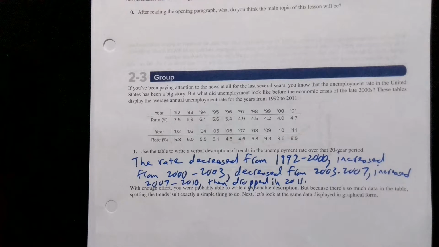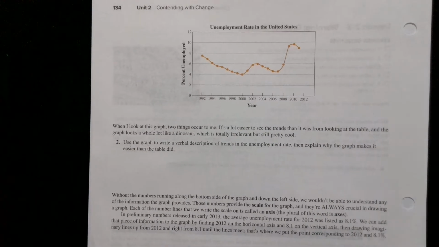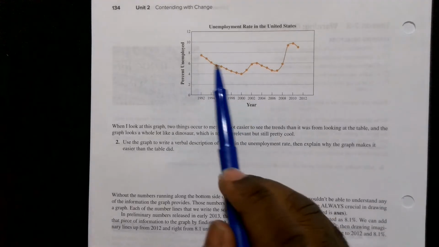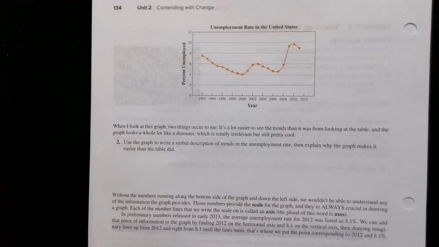It says, with enough effort, you were probably able to write a reasonable description, but because there's so much data in the table, spotting the trends isn't exactly a simple thing to do. Next, let's look at the same data displayed in graphical form. Okay, now on page 134, we're looking at the graphical form here. So, in seeing this, you notice here that it went down, went up, went down, went up, and now it went down. Basically what we described in the previous problem.